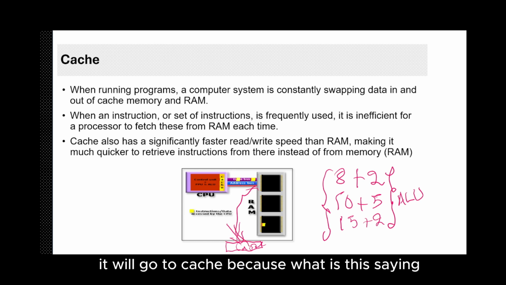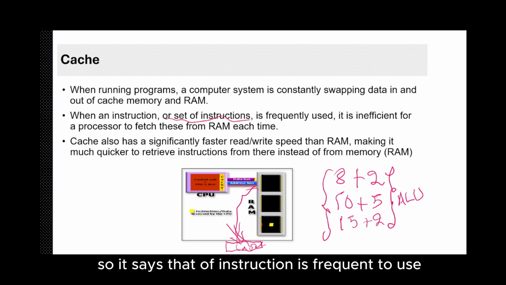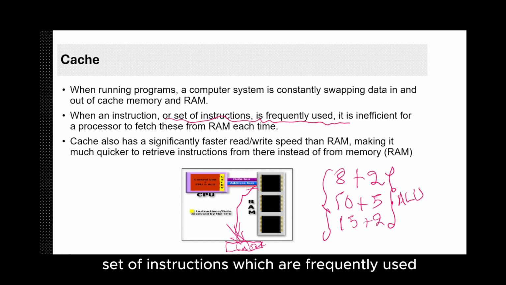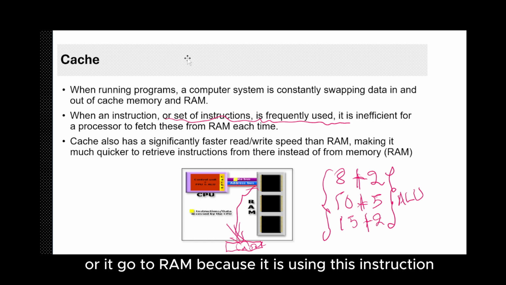So if I'm using these instructions, which are mathematical instructions, it will go to cache, because what is this saying? Cache is using a set of instructions which are frequently used. So what am I frequently using in this example? I'm using plus, plus, plus. So it makes no sense for it to go to RAM because it is using this instruction.